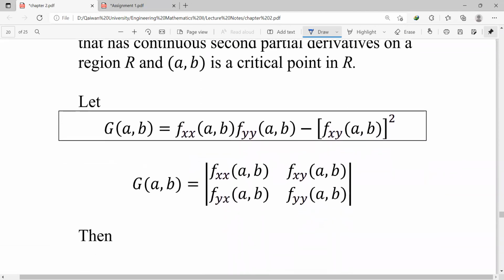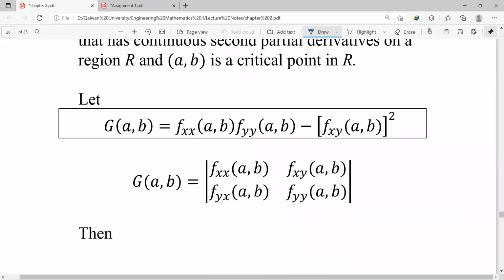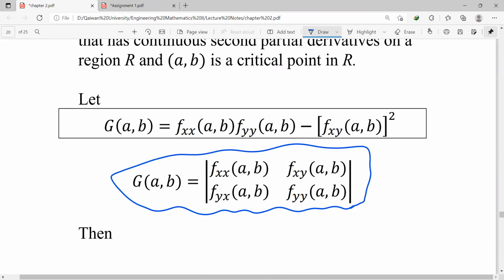It's okay. Here, to determine whether a point is a local maximum, local minimum, or a saddle point, we use this Jacobian for the function at a point. We first should find the critical point.